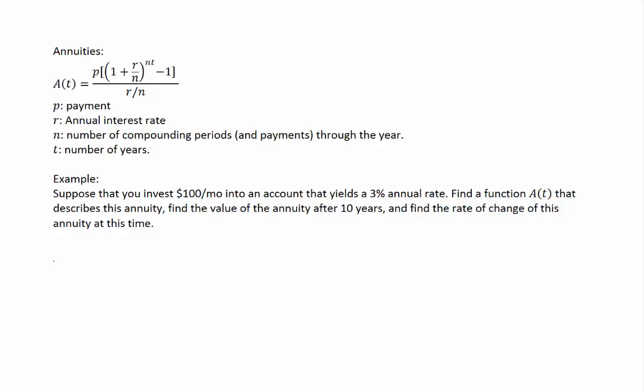So for example, if you would save $100 a month and put it into an account that gives you a 3% annual rate, and we're going to assume it's compounded monthly, then let's find a function that describes our annuity. Well, we just copy our function here, which is P, the payment is 100, times this expression 1 plus r over n. r is 3%, so you put in 0.03.